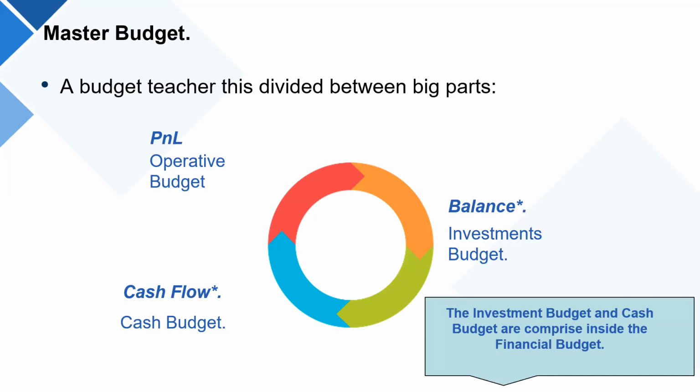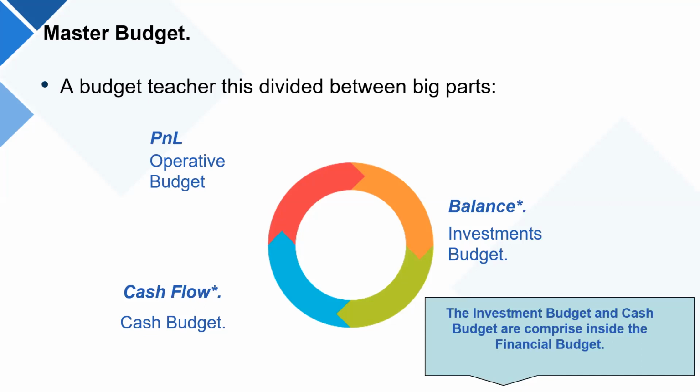And then I told you that these two, the cash budget and the investment budget, are marked for a reason. And the reason is because these two are part of what is known as the financial budget. And it's important that you know that, because if you look for information on the internet about budgeting, you will find a lot of articles talking about the operating budget and the financial budget. So you may ask yourself, where are the investment and cash budgets? Well, they are inside the financial budget. So that's the general comment here.